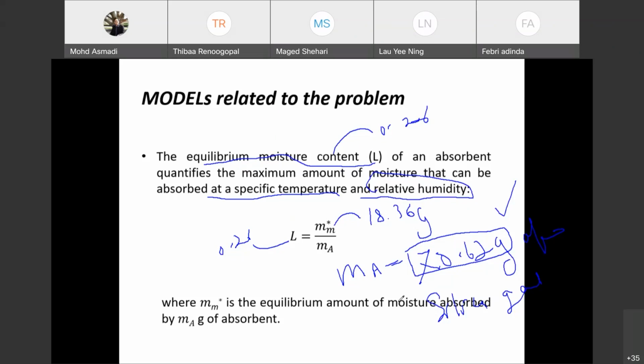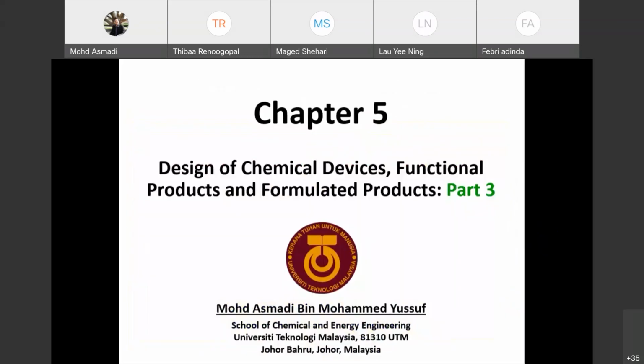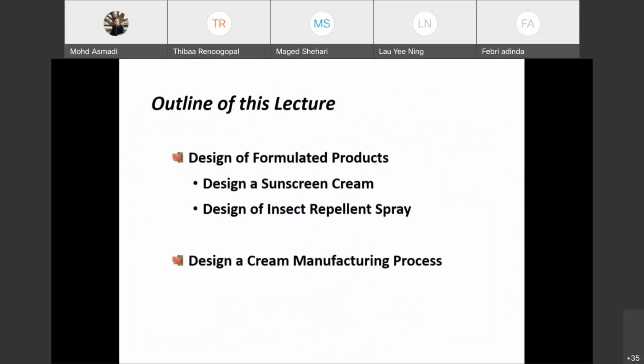Any questions about these examples? Is it clear? Mathematical modeling is important: thermodynamics, mass balance, energy balance. Any questions? Okay, this one is a formulated product. We discuss it in the next class. Is it clear?